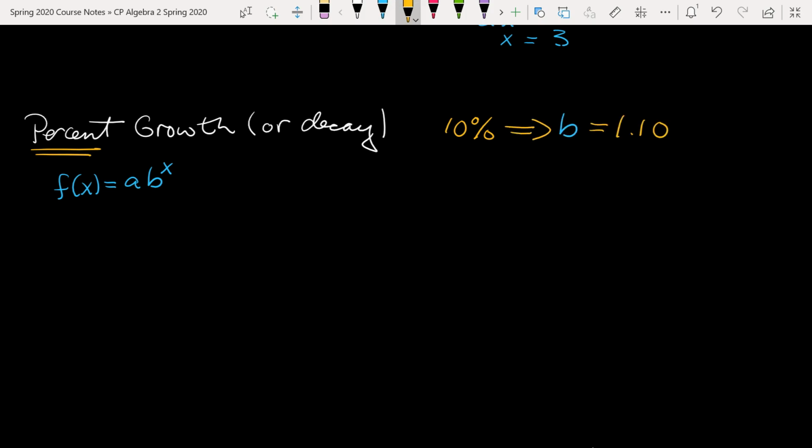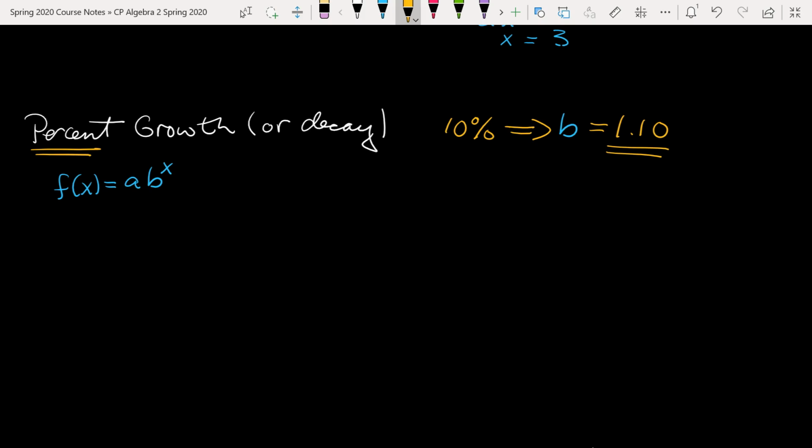But remember, when we were talking about growth at a rate of 10%, we turned that b value into 1.10, not just 0.10 as it would be if our common ratio were 10%. What this is saying is that every time period, the value that we have becomes 110% of what it used to be. That's what 10% growth means.